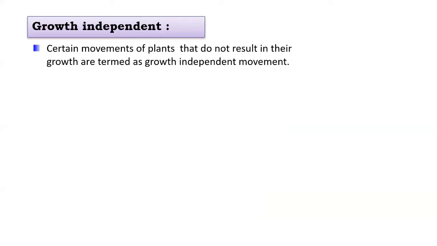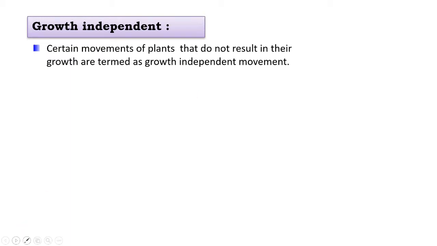So let's talk about growth independent movement. When we talk about growth independent movement, there will be movement of certain parts of the plant, but there will be no growth. Certain movements of a plant that do not result in growth are termed growth independent movement, and this is the definition for growth independent movement. You can have a note of it also.